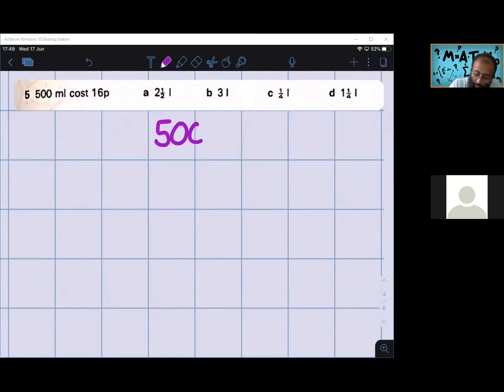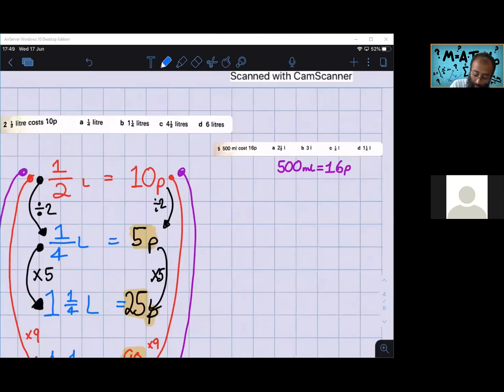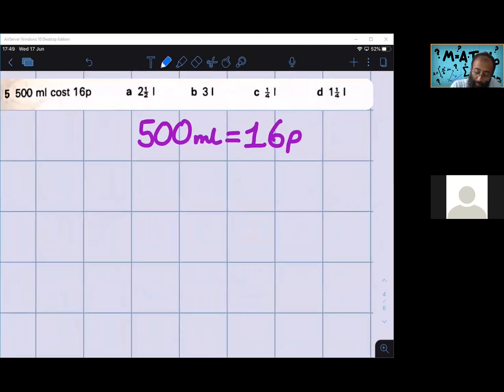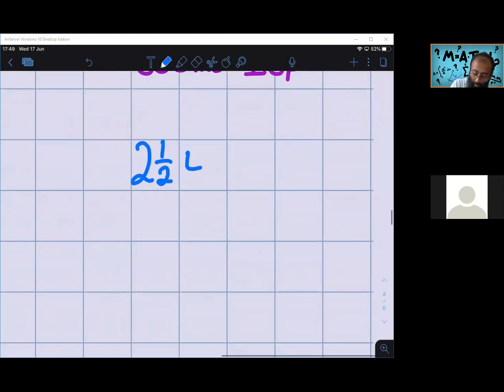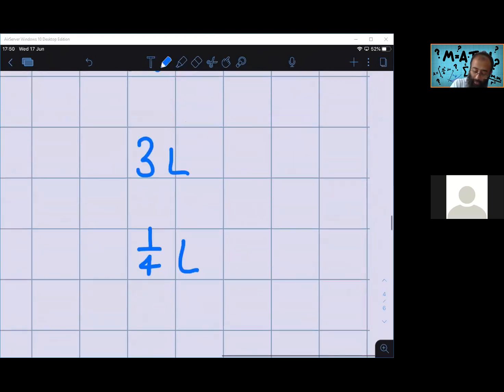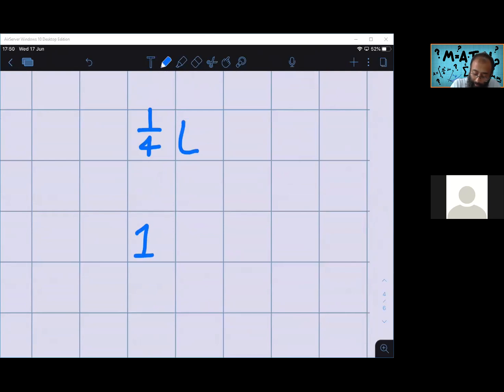Let me set up the question first of all. So we have 500 milliliters cost us 16 pence. So that's the original question. Let's change color now. What color was that one? That was blue. Should we do blue again? We could do blue again. So now we're going to have over here 2.5 liters. Then we're going to have 3 liters, and the next one's going to be 1/4 of a liter. So whatever I'm doing, folks, can you please do the same? Set it all out, make it all look beautiful.